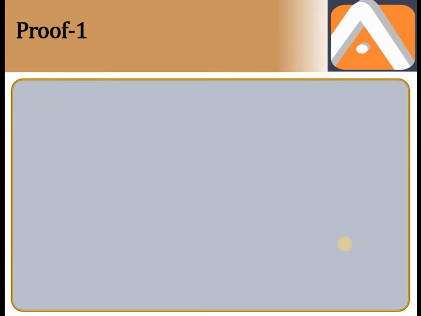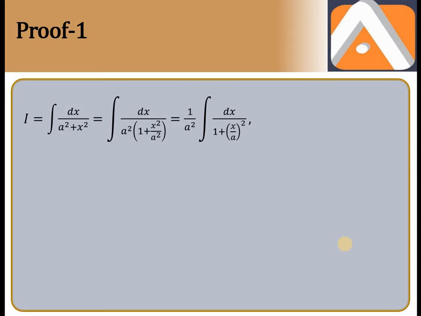So how are we going to prove this? Here I am taking a square common from the denominator. So what do you get? 1 upon a square into 1 plus. From the first term, if I take a square common, it becomes 1. In the second term there is no a square, so while taking a square common, you will get x square upon a square. Take this a square outside, so this can be written as x upon a whole square.